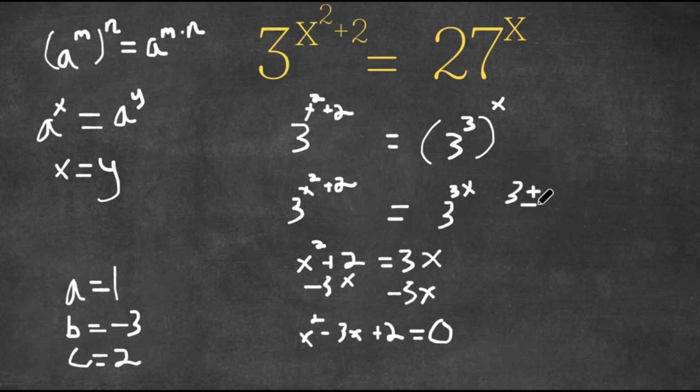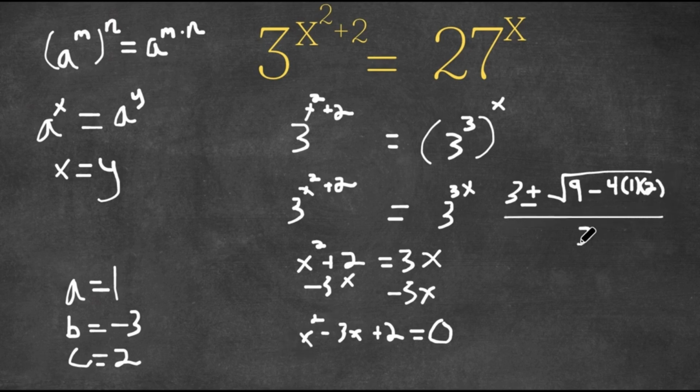So now if we plug this into the formula, we get negative b, so 3, plus or minus the square root of negative 3 squared, which is 9, minus 4 times 1 times c, which is 2. And we are dividing this by 2 times 1, which is simply 2. Now, 9 minus 4 times 2 is 8, so we have 3 plus the square root of 1, which is simply 1, over 2, and we also have 3 minus 1 over 2.